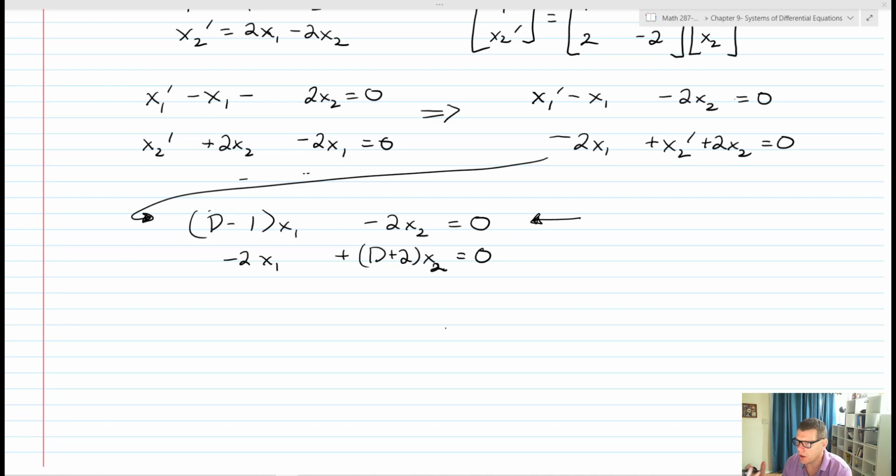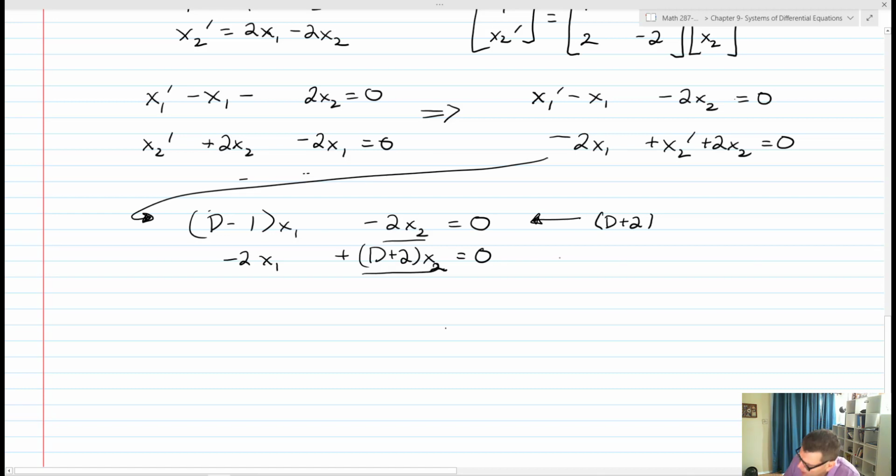So we're first going to operate on the top equation of the system by D plus 2. That's because what we want to do is get the x2 terms to be the same. We're eventually going to want to eliminate the x2 terms. So what do we have to do? We have to get them to be the same.